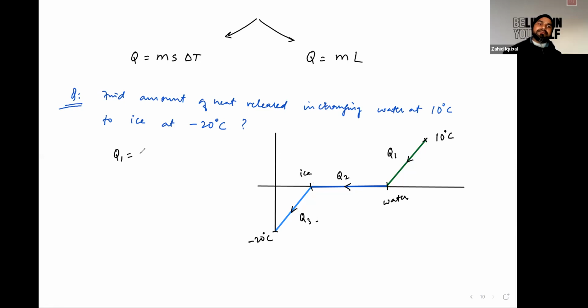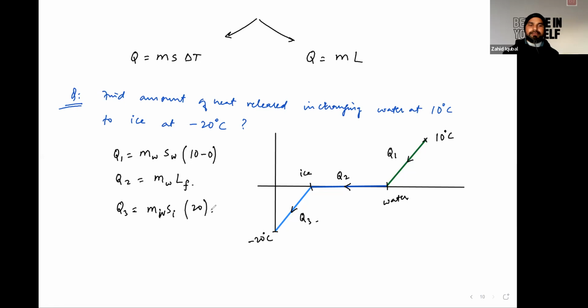For the first part: mass of water, specific heat capacity of water, change in temperature, 10 minus 0. For the second part: mass of water to be frozen, times latent heat of fusion constant. And Q3 is for the change in temperature of ice from 0 degrees Celsius to minus 20 degrees Celsius. So it will be mass of water, now it has changed into ice so it will be the same, times specific heat capacity of ice, times change in temperature, 20 degrees Celsius.